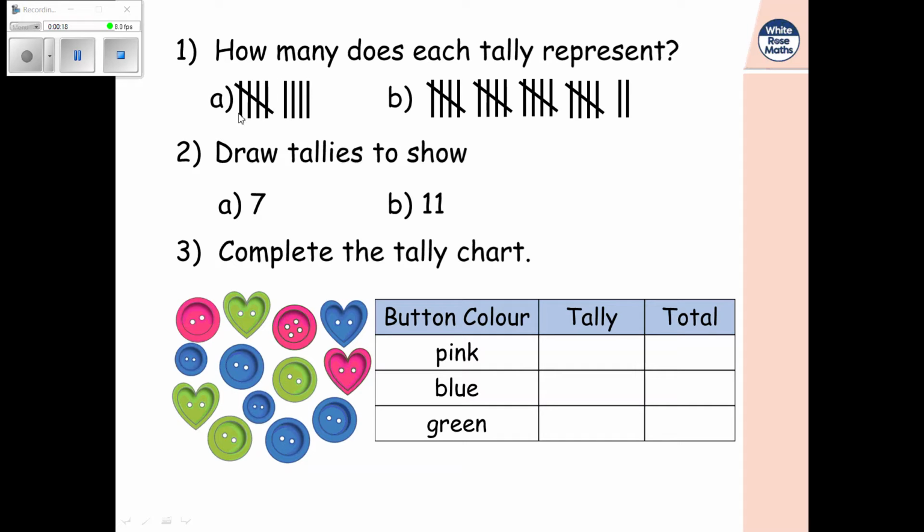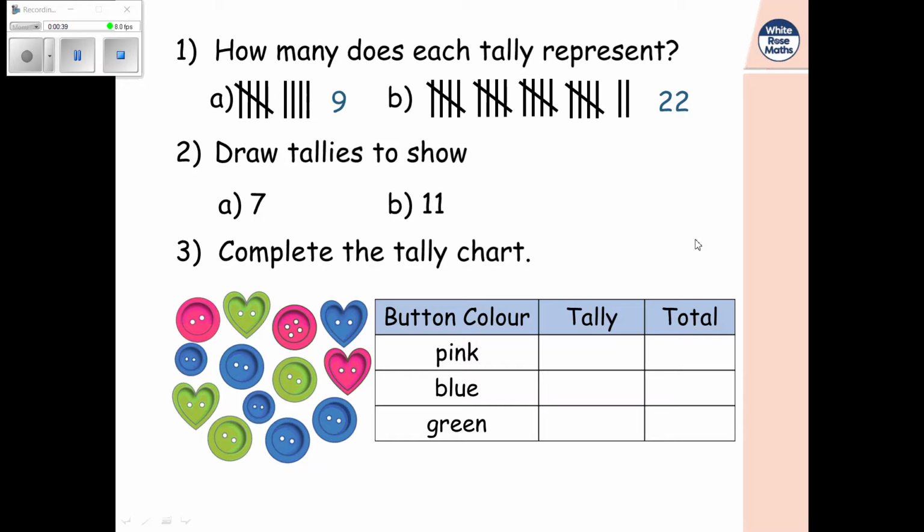Hopefully you counted in your 5s here. You don't need to count in your 1s, as you know this is 5. Then counting in your 1s, 6, 7, 8, 9. And again here, 5, 10, 15, 20, 21, 22. Well done if you got that right at home. Now can you draw tallies to show 7 and 11?